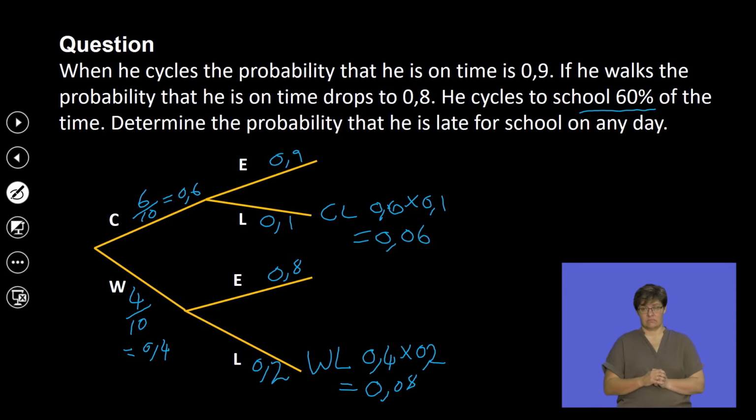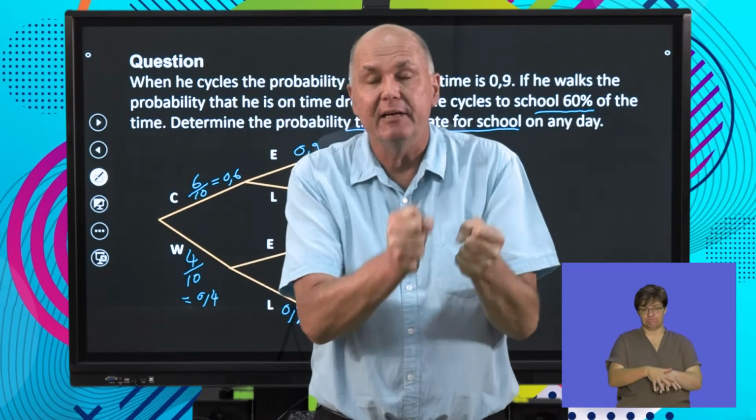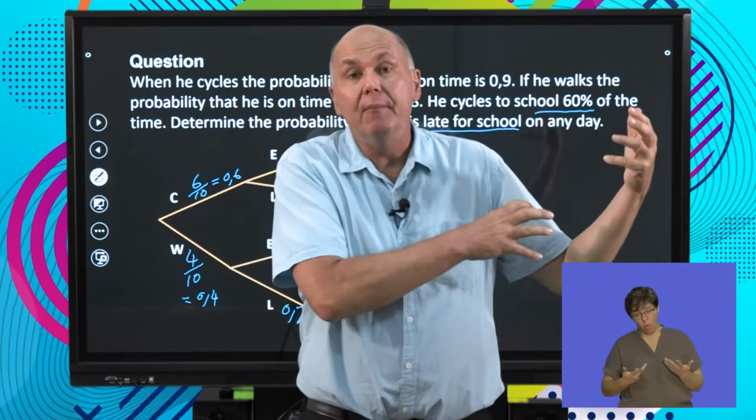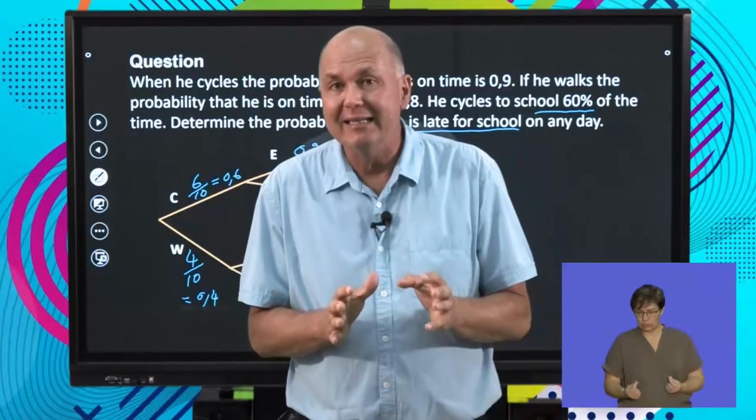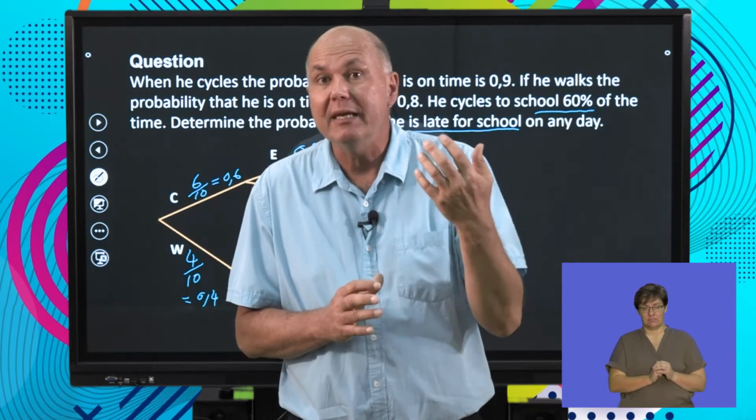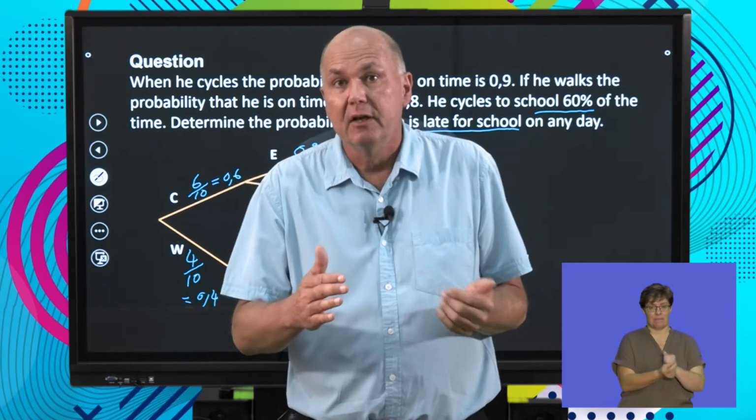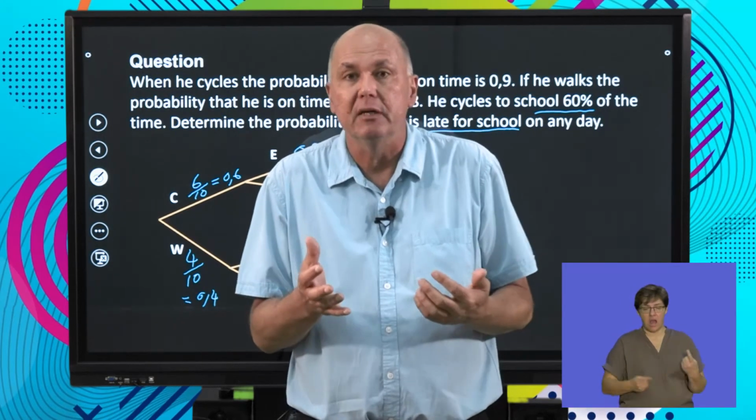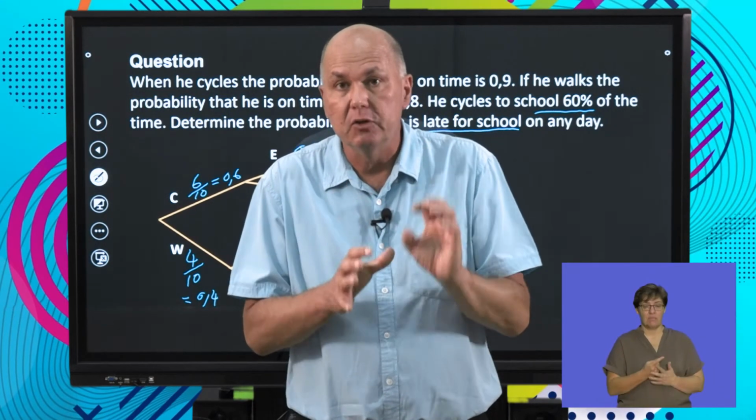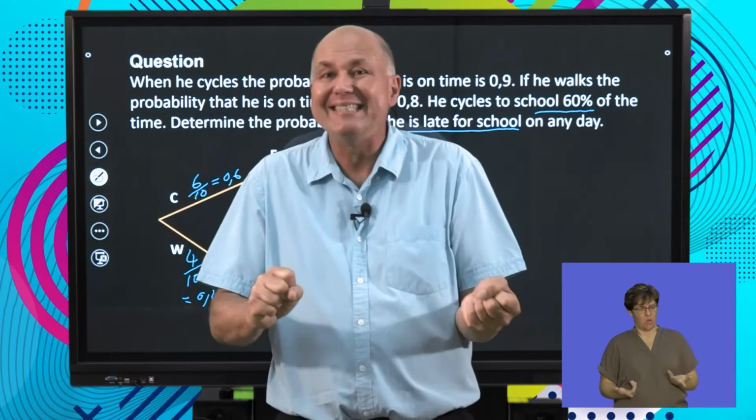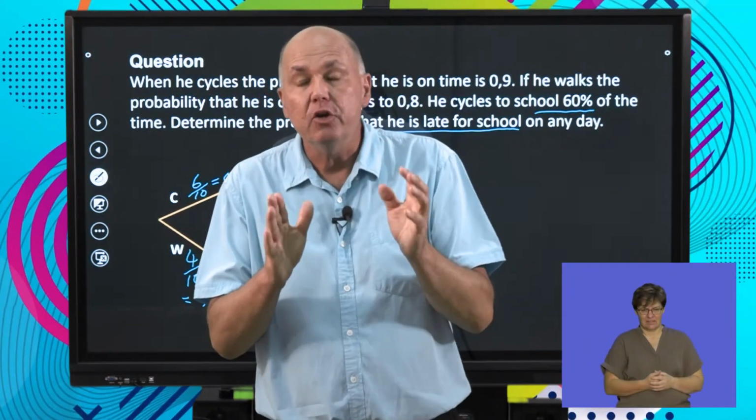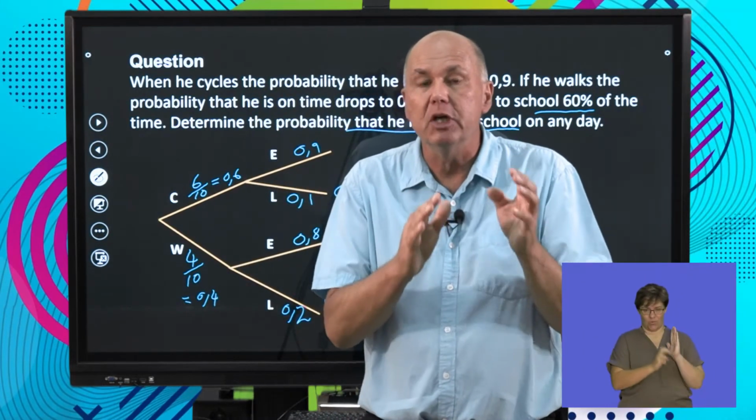Now remember what we were saying earlier, that we want to calculate for any day. And that means it's a combination of either cycling and being late or walking and being late. Now, to do that, we've got to recognize that these are going to be different events. They are separate. You can't have them mixed up in between. So they are mutually exclusive events. You can't cycle half the way and walk the other, or you can't be early and late. No, that doesn't work. So we can use the OR rule, the addition rule, for mutually exclusive events.